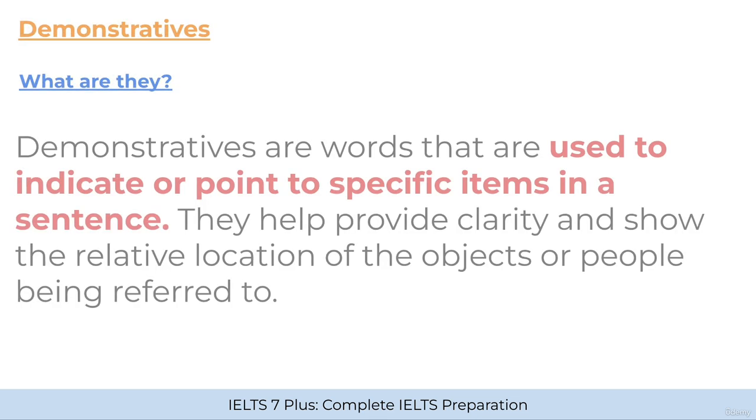Okay, what are they first? Well, they are words that are used to indicate or point to specific items in a sentence. So this helps with clarity, for it becomes very clear what the speaker or the writer is talking about. And it can also show the location or the relationship between the objects or the people that are being referred to. So there's various different uses for demonstratives, but they really help almost streamline what you're trying to say so that everyone is clear. It becomes more concise.